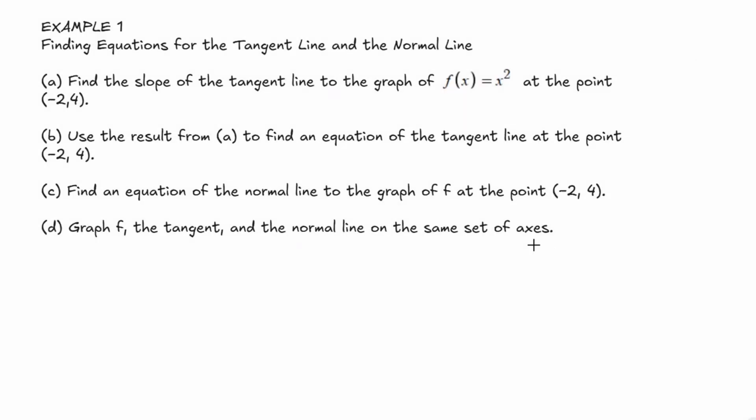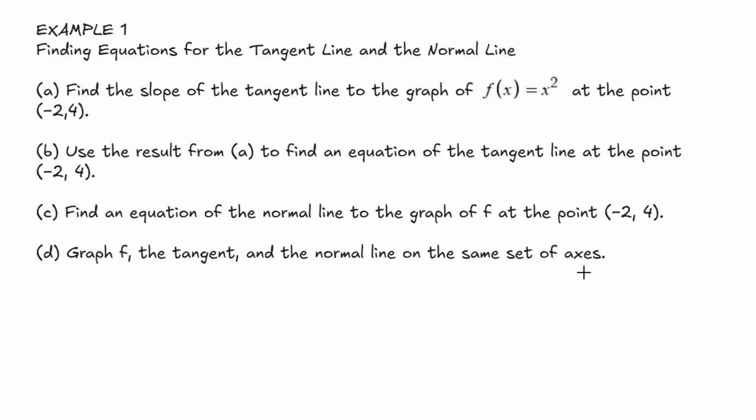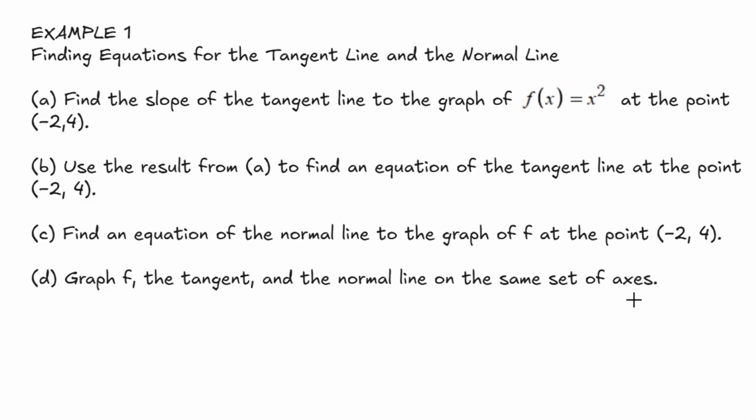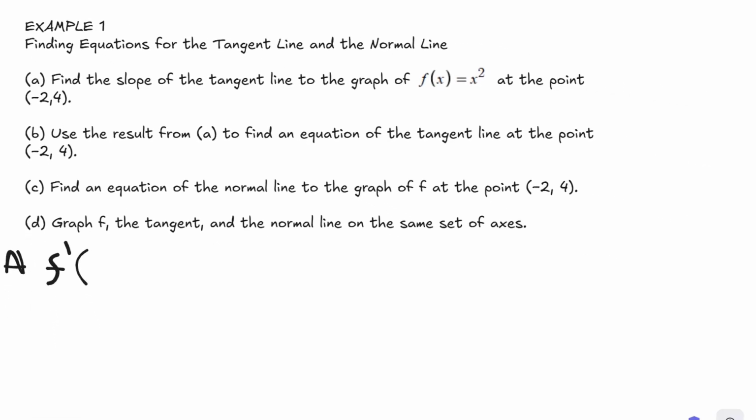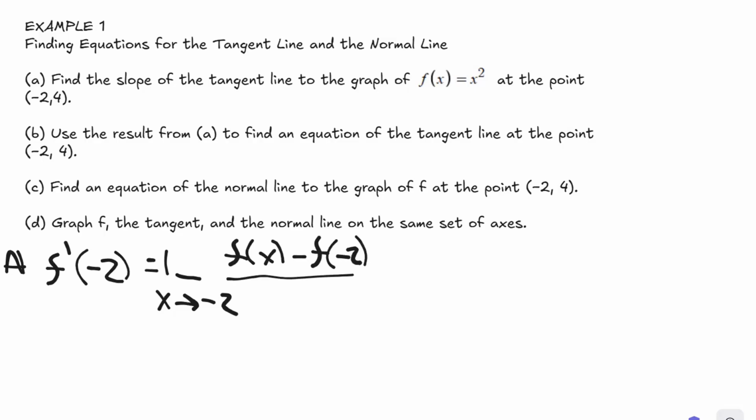Now let's actually go through an example here where we have to find equations of tangent and normal lines. So first thing we want to do is find the slope of the line tangent to the graph of f of x equals x squared at the point -2, 4. So for part A, we are asked for basically f prime of -2. This is going to be equal to the limit as x approaches -2 of f of x minus f of c, so f of -2, over x minus c, so x minus -2, which is x plus 2.